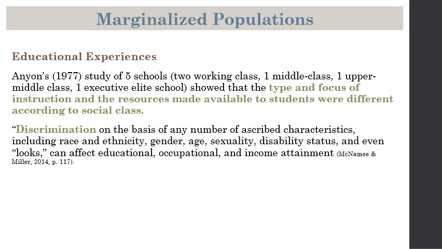Additionally, with regard to educational experiences, you'll remember the research study by Anyon in 1979 of the five schools: the two working class, the middle class, the upper class, and the executive elite school. It showed very clearly that the type and the focus of instruction and the resources made available to the students were very different according to social class. McNamee and Miller note that discrimination on the basis of any number of ascribed characteristics, including race and ethnicity, gender, age, sexuality, disability status, and even looks, can affect educational, occupational, and income attainment.